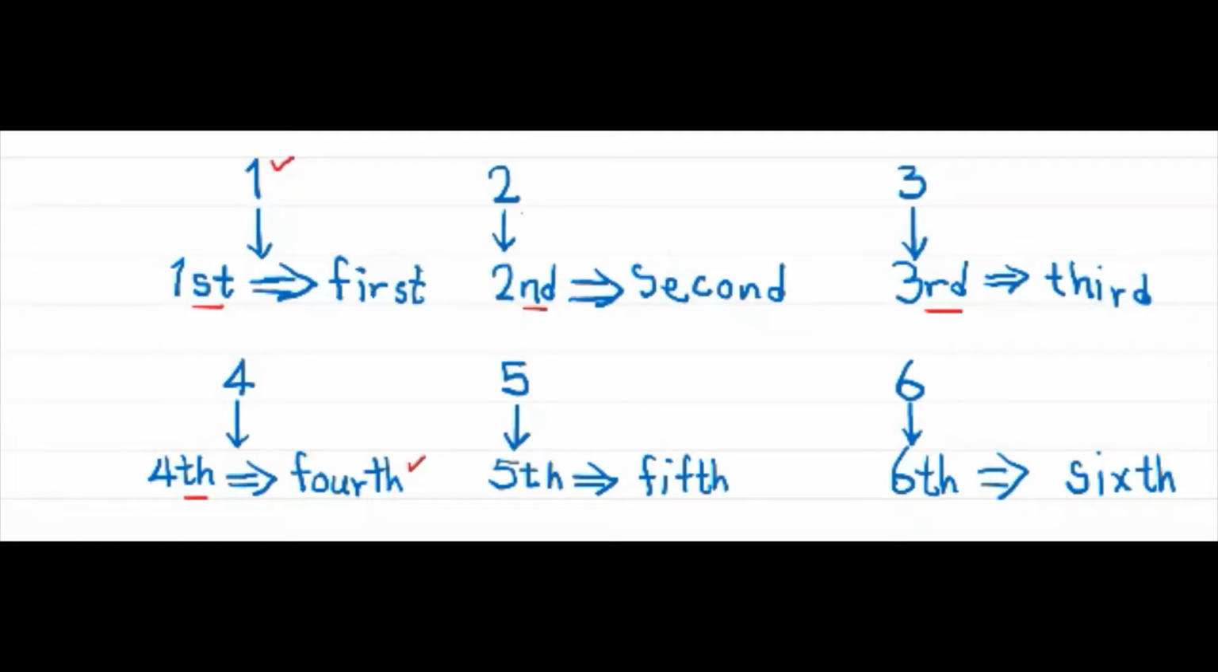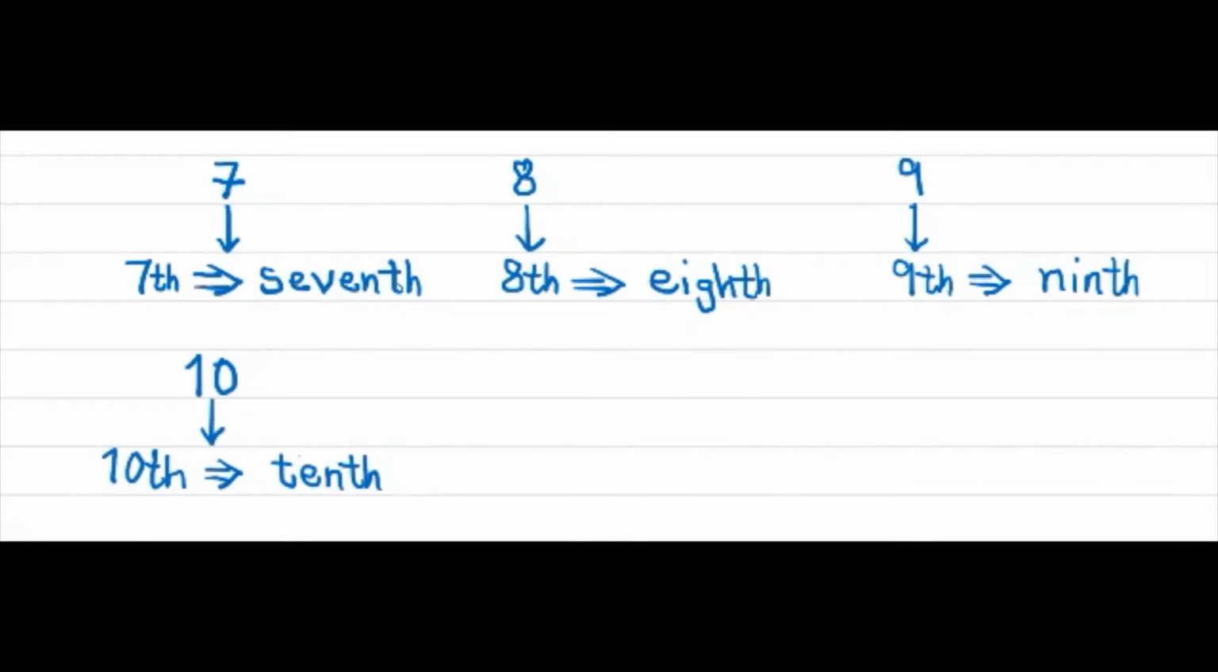5 being the fifth number, we write it with TH, and we read it as fifth. Now 6 being the sixth number, we write it with TH and read it as sixth. 7 being the seventh number, we write it with TH and we read it as seventh. Now 8 being the eighth number, we write it with TH and we read it as eighth.